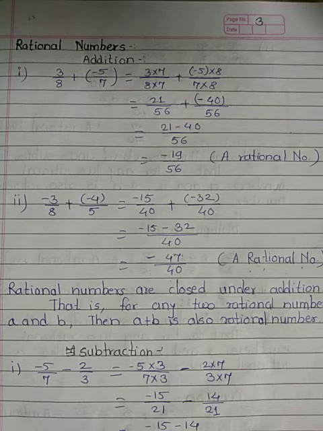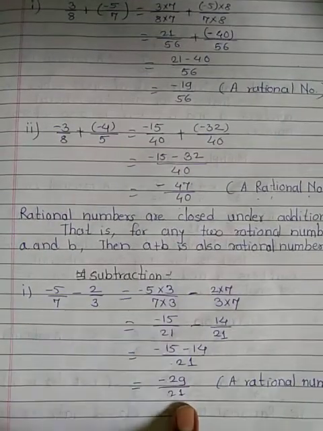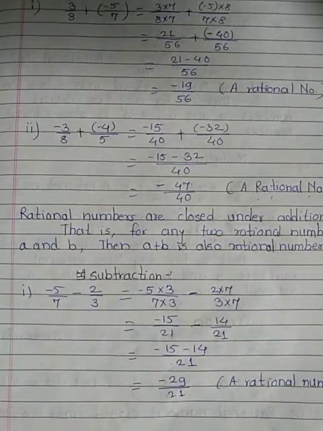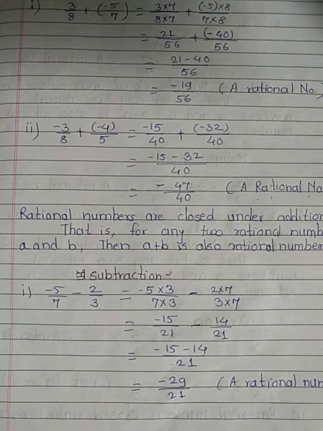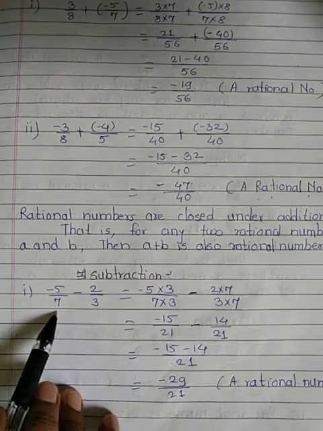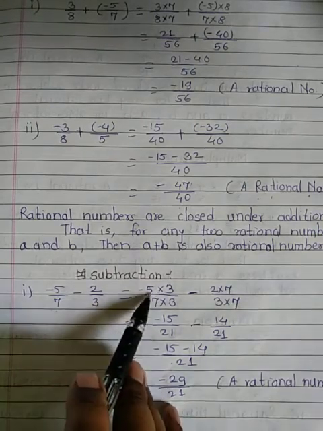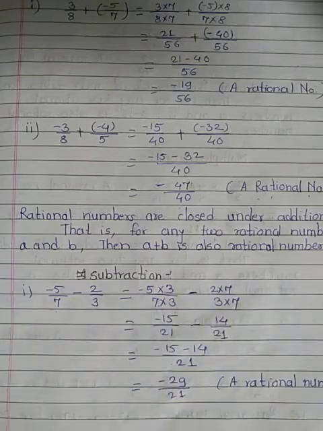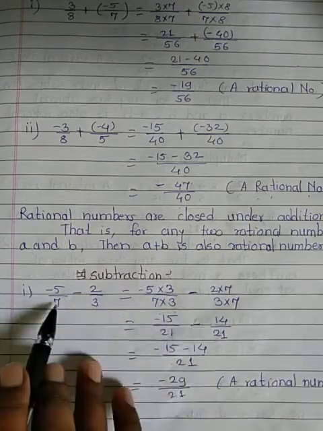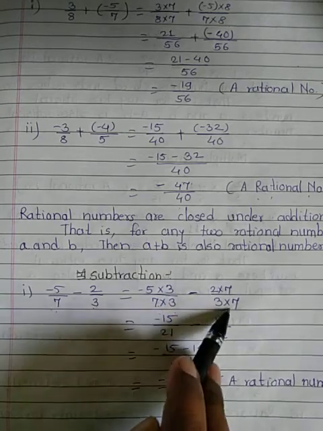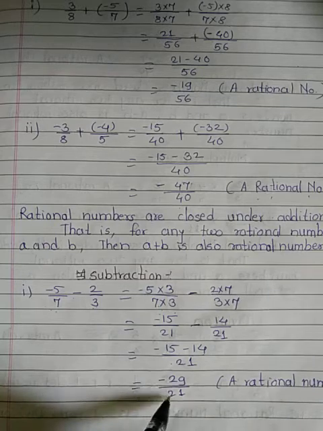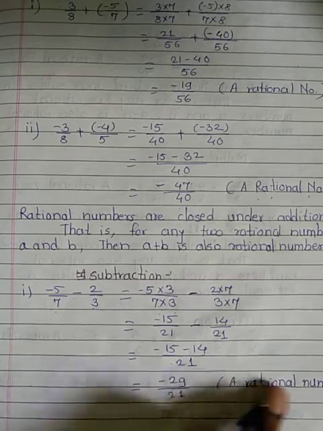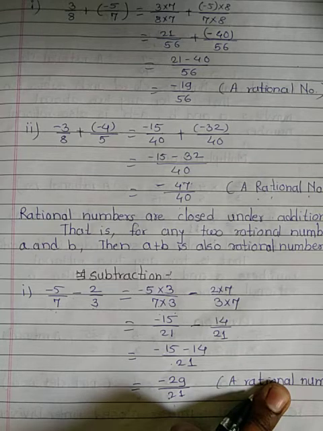Okay, subtraction, subtraction also the same thing. Whenever we are doing subtraction, the answer will be a rational number itself. Means rational numbers are closed under subtraction. See here, minus 5 by 7 minus 2 by 3. To make the denominator the same, we have to do this operation. Check it. 7 and 3 have no common factor, so we make 21 here. Likewise, minus 29 by 21 will come, that is a rational number. So rational numbers are closed under subtraction.